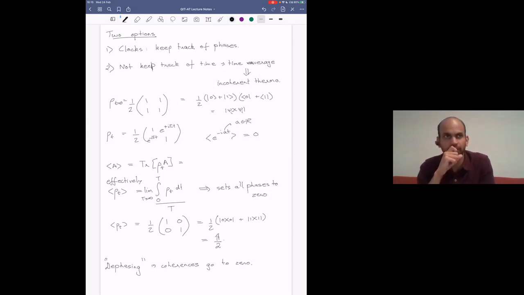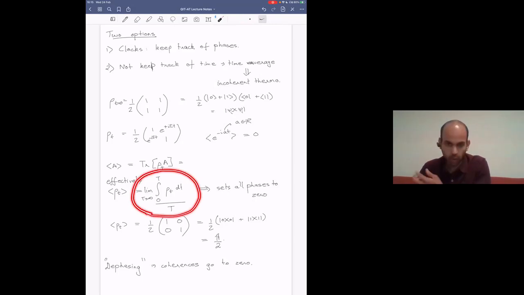I would hope that the justification is actually clear now, but maybe I repeat it a bit. If we do not know how much time has passed from a point at which we did know what the state was with all of its coherences, then we have to assume that the time at which we measure is a random time. This time average that I just took encodes the fact that I don't know how long I've had the state for. And so the only assumption that I can make is that the state is an average over these.